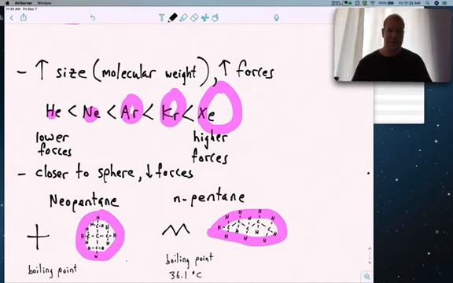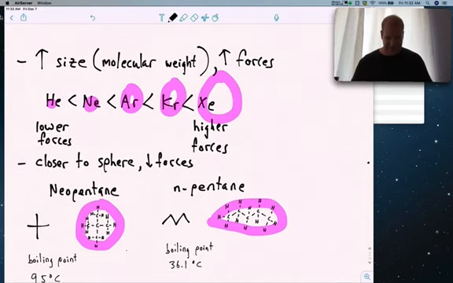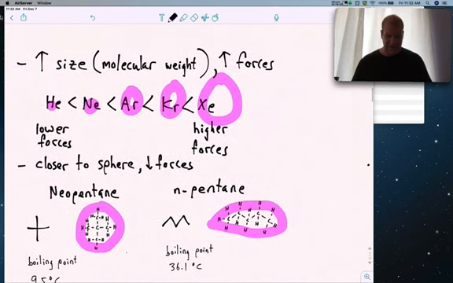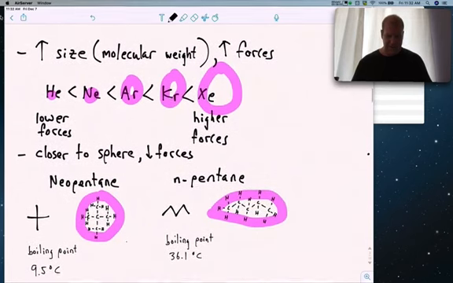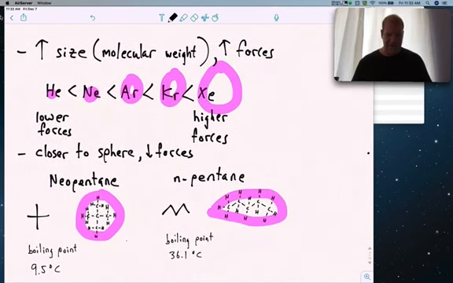So the atomic distance in solid helium is about 5 angstroms, or what we consider solid. And some people argue, well, that's not really a solid. So it's hard to say if helium has a solid. That's the forefront of knowledge there. And okay, so the bigger the size, the higher the force. And also, the closer to a sphere, the lower the forces. So it's harder to polarize something when it's closer to a sphere.